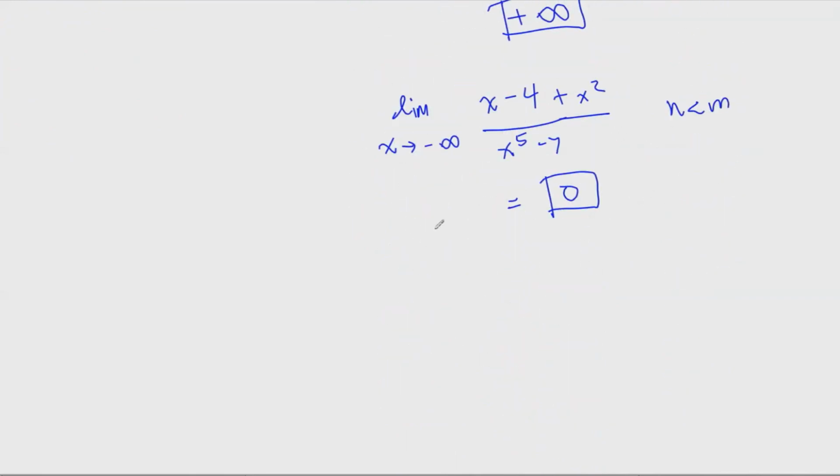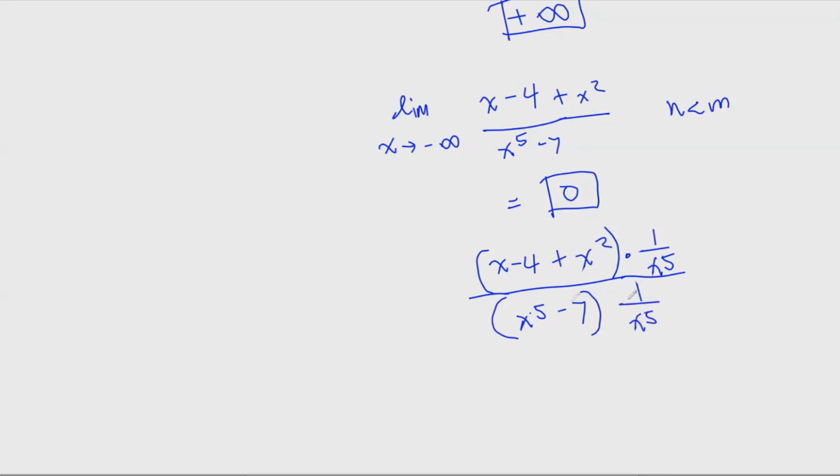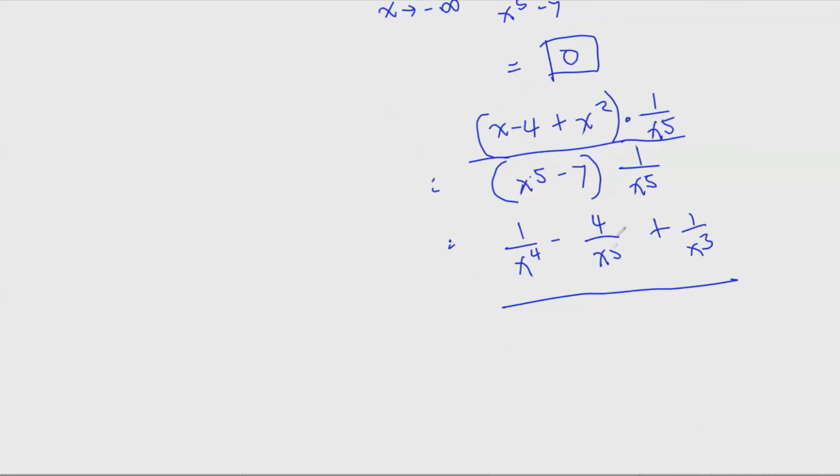So to prove that, let's just solve this expression using our conventional method of solving infinite limits. Remember, I told you that we just need to take the reciprocal of the highest exponent in the denominator, that is 1 over x to the fifth, then multiply it with 1 over x to the fifth as well. And then what we'll get here is 1 over x to the fourth minus 4 over x to the fifth plus 1 over x cubed, and then this one is divided by 1 minus 7 over x to the fifth.